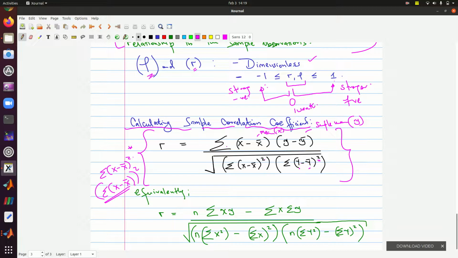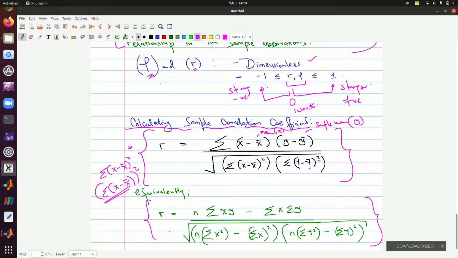Alternatively, if you do not want to use x bar and y bar, then you can use this other formula here. You can try it, it will give you the same value. We are going to try this out using the data set that we had last time.